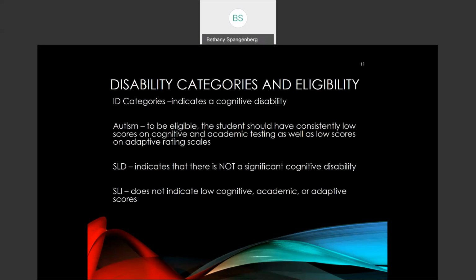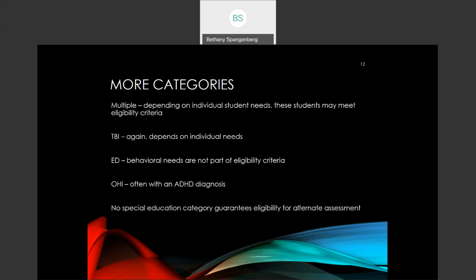The specific learning disability category by definition indicates that the student does not have a significant cognitive disability. A speech language impairment does not indicate that the student has low cognitive, academic, or adaptive scores. Students with multiple disabilities or traumatic brain injury may or may not qualify for alternate assessment, depending on how the disabilities impact the student's intellectual functioning and academic behavior.